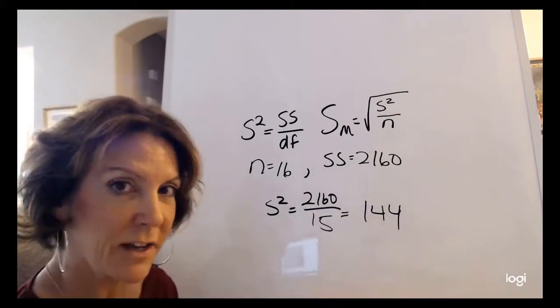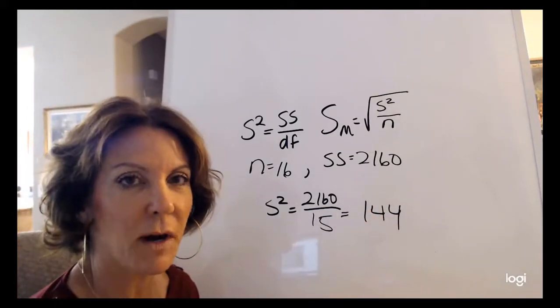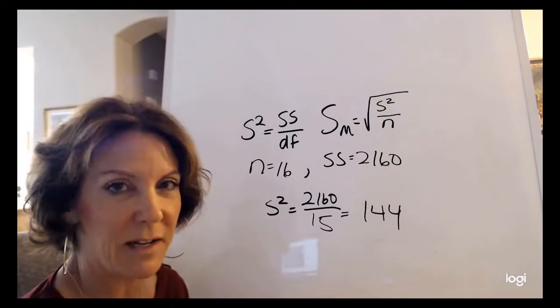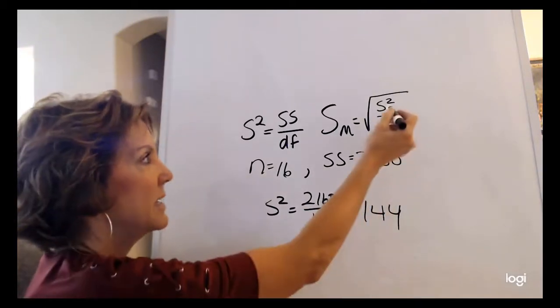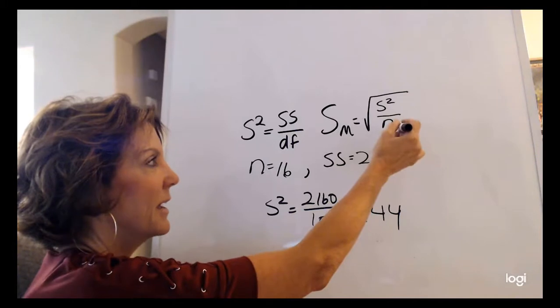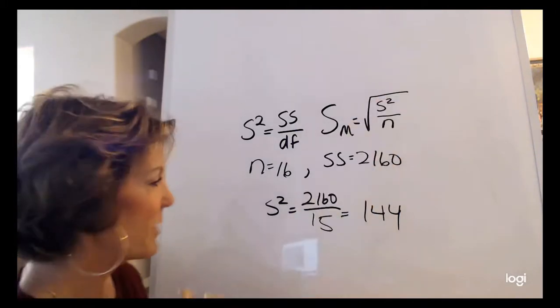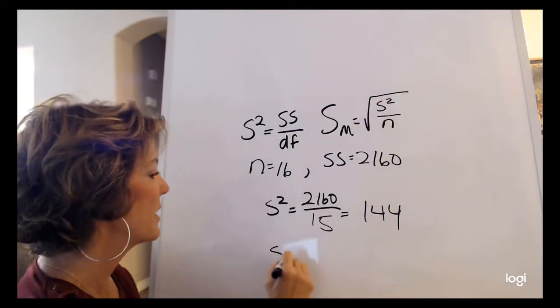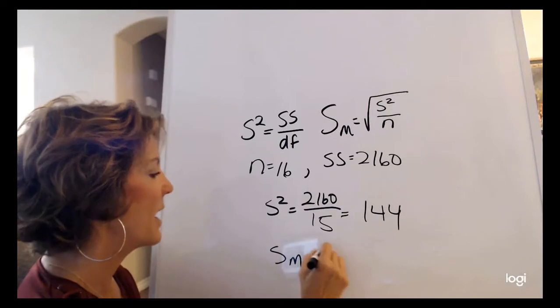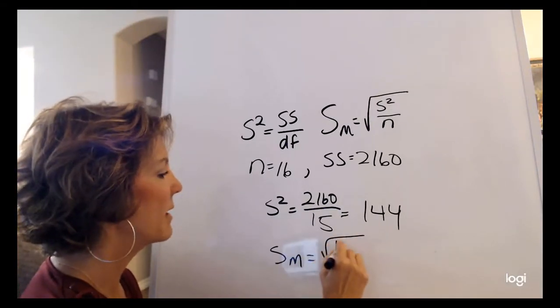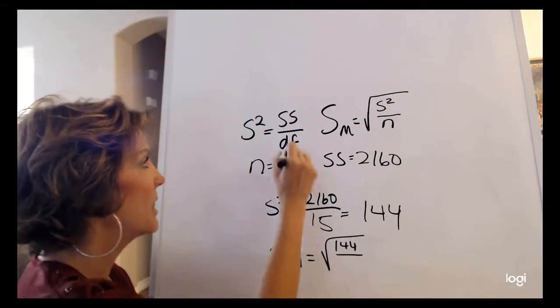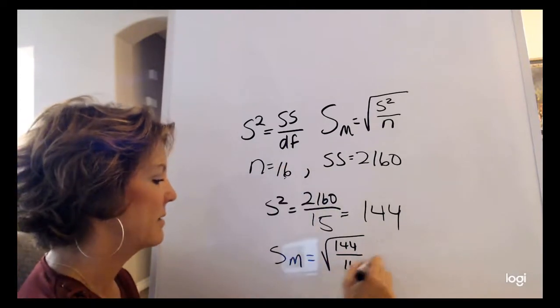So we have our variance, and now we can plug that into our formula for the estimated standard error. It's the variance divided by n, and take the square root of that. So I'll do that. I have the square root of my variance divided by my n of 16.